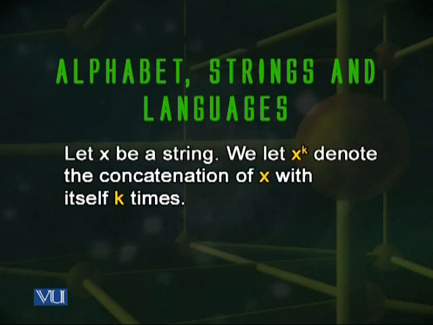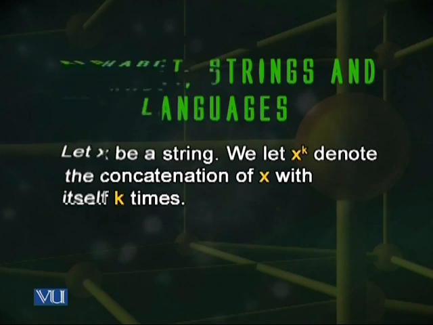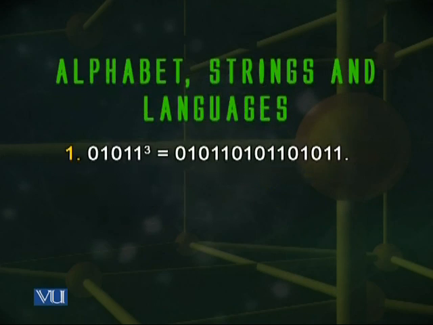Let X be a string. We will let X to the power K denote the concatenation of X with itself K times. So, for example, if X is equal to 01011, then 01011 to the power 3 is just 01011 repeated 3 times. In particular, 01011 to the power 3 is equal to 010110101101011.